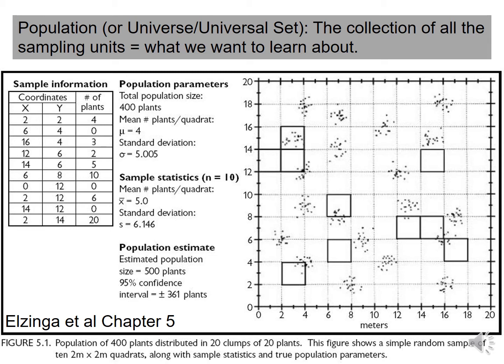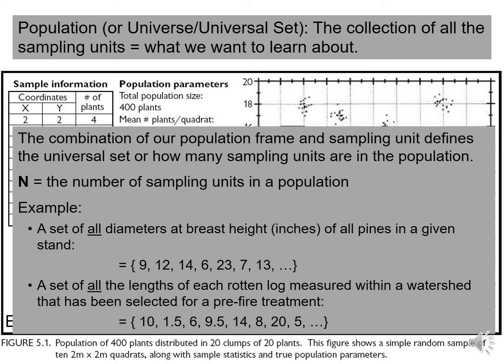When we consider all of the possible sampling units as a set within our frame, we are looking at the entire population. We also commonly refer to this as the universal set. When we define this universal set of sampling units, we define the first parameter of a population, which is big N, or the number of sampling units in a population. These universal sets could represent all of the diameters at breast height for measurements of trees in a stand, or the length of each rotten log within a watershed.